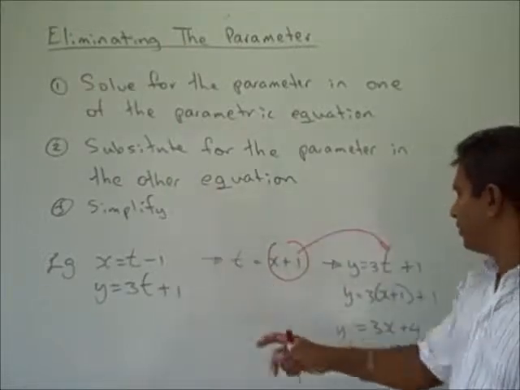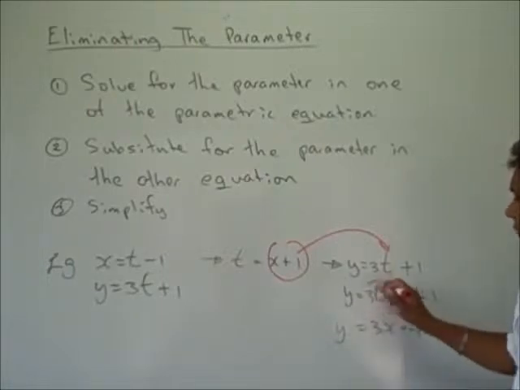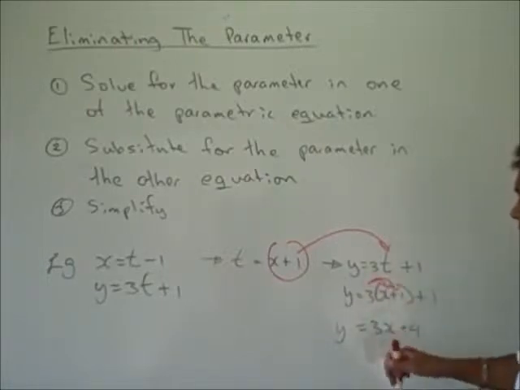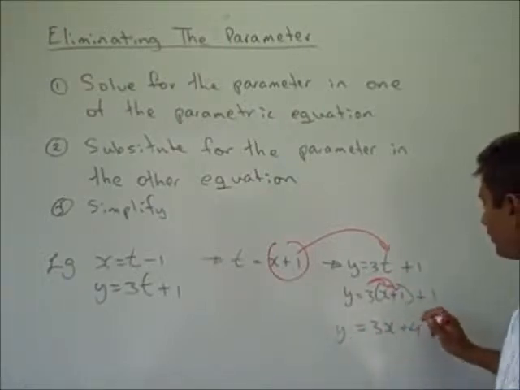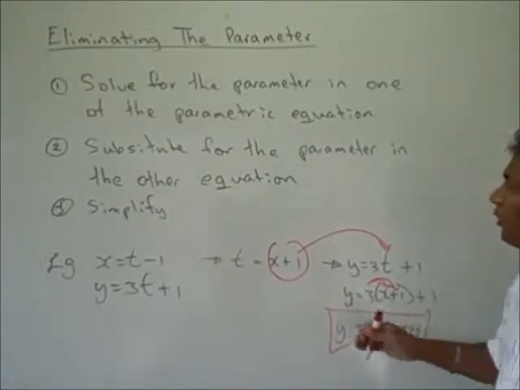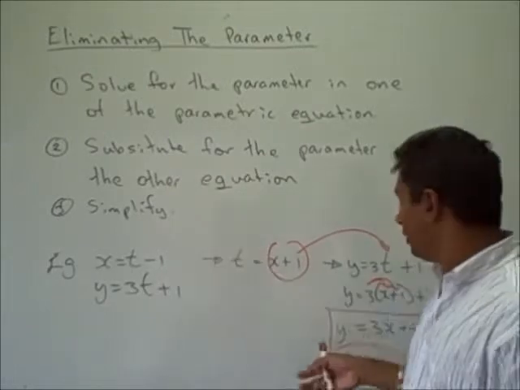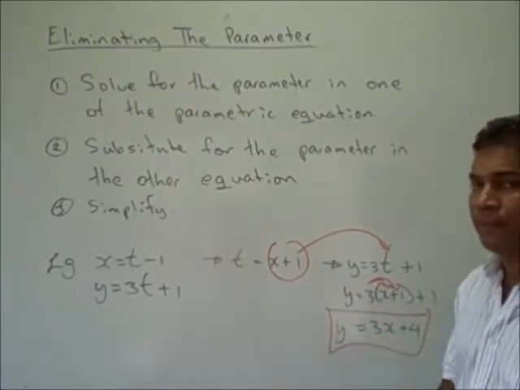Now our final step is to simplify this. If we use our distributive property, we get 3x plus 3 plus 1, which gives us 3x plus 4. So here we have converted our two parametric equations into one linear equation.